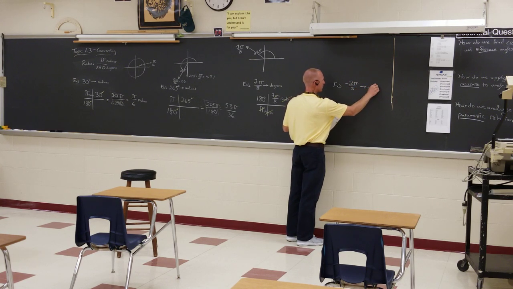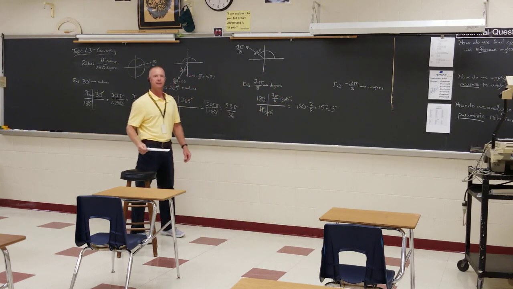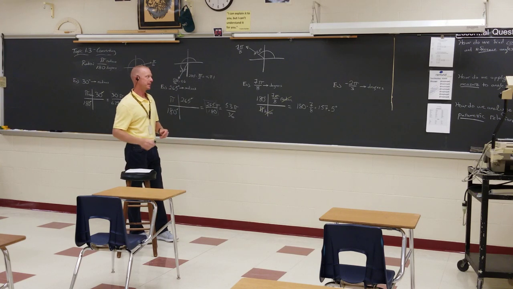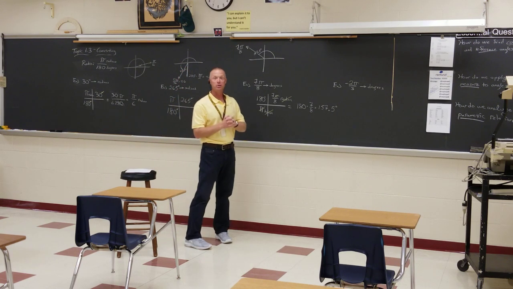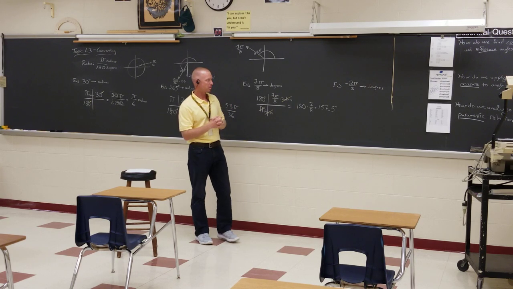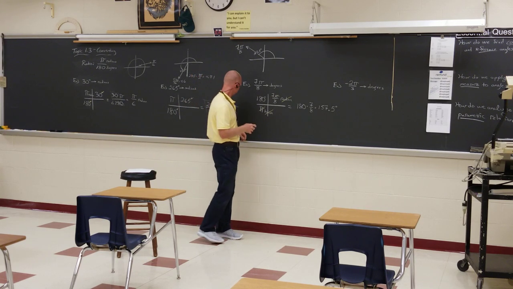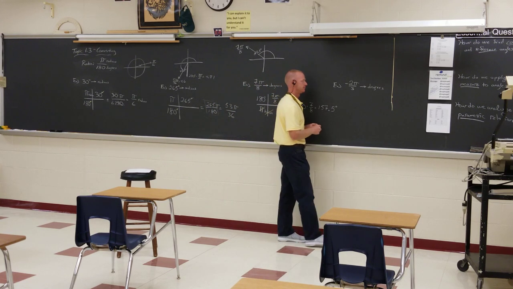Let's say you want to convert negative 2 pi over 3 to degrees. Negative 2 pi over 3 to degrees. This might be a part in a lesson where you feel like you want to try this on your own. If you do, then push pause. If you'd like to see me work out another one, then I'm going to show that now.